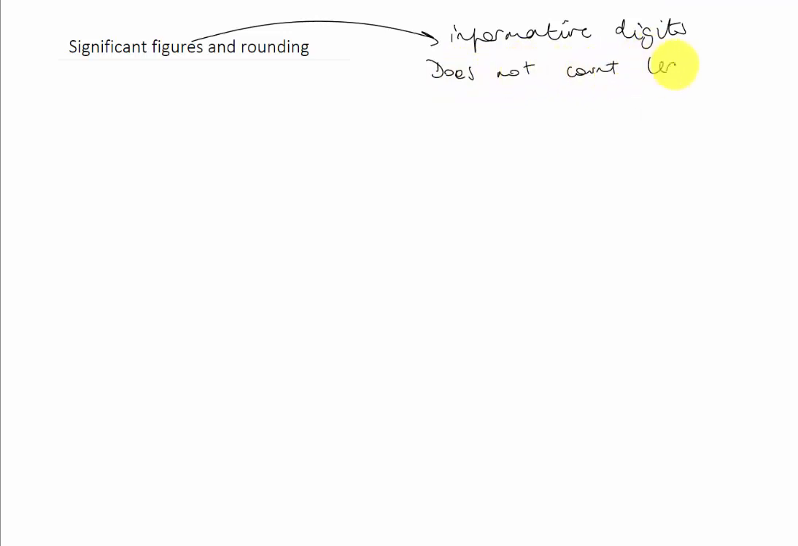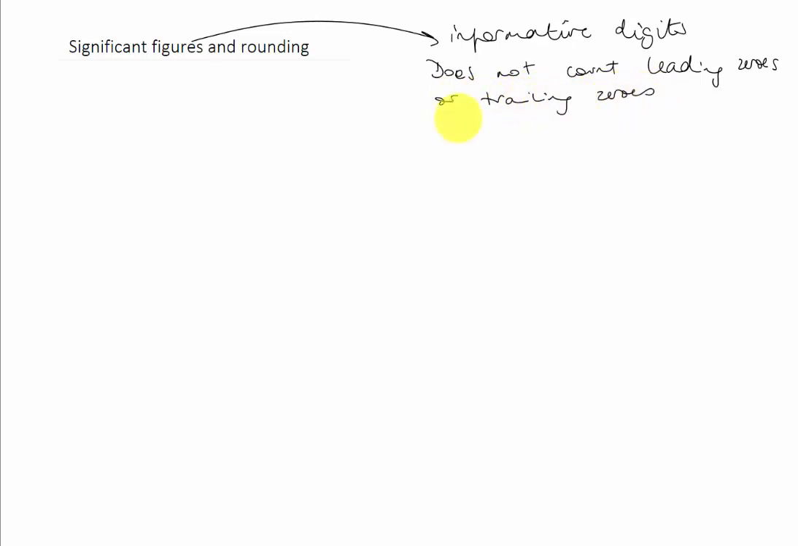Okay, so let's talk about significant figures and rounding, and Professor Bullough told you about this in the third analysis session for MBB 165, so I'm not going to talk too long about it. Basically, significant figures means the informative digits in a number, and I'll give you some examples to show what I mean. It does not count, in general, leading zeros or trailing zeros.